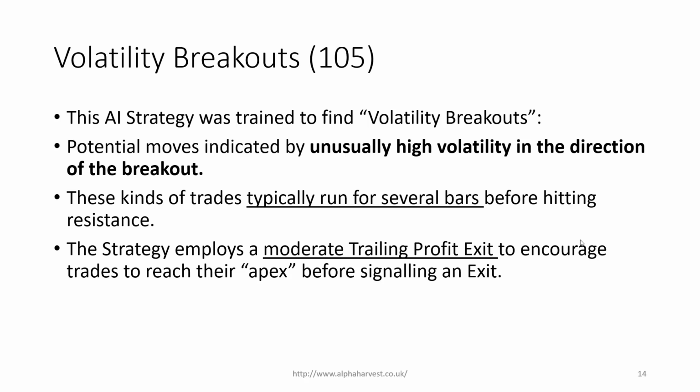So not only are we looking for price volatility, we want to see which direction this volatility is going. And if that's in the direction of the price move, then the AI would latch onto these type of trades. These trades run for several bars before hitting resistance, and we have a moderate trailing stop to exit the trade. So you wait for the apex before signaling exit, meaning that the stock needs to have a climactic top, for example, and that's when the AI would generate a sell signal.